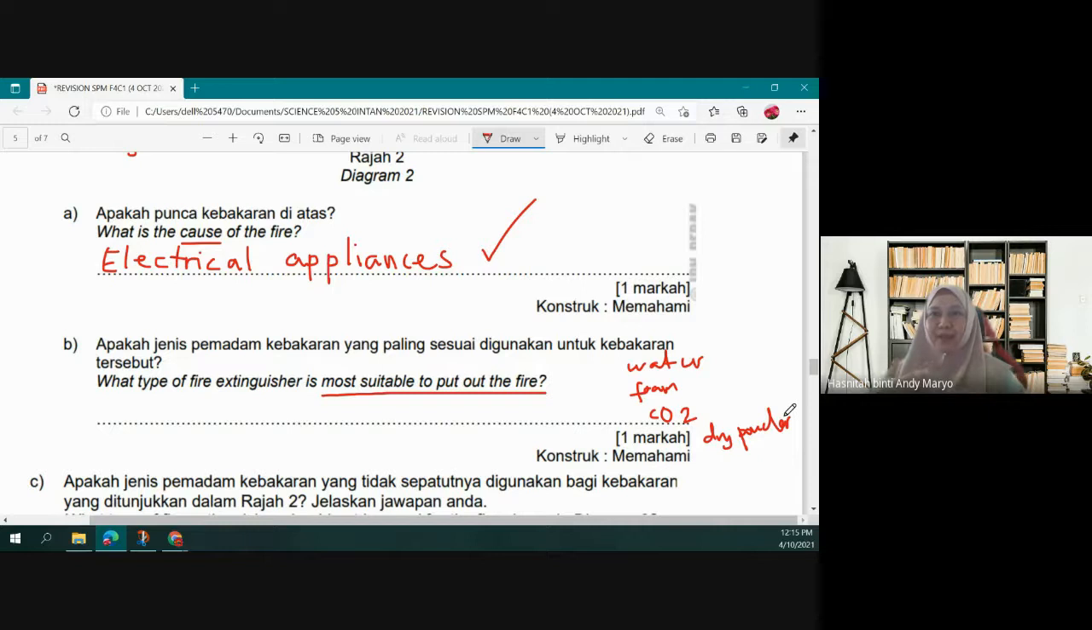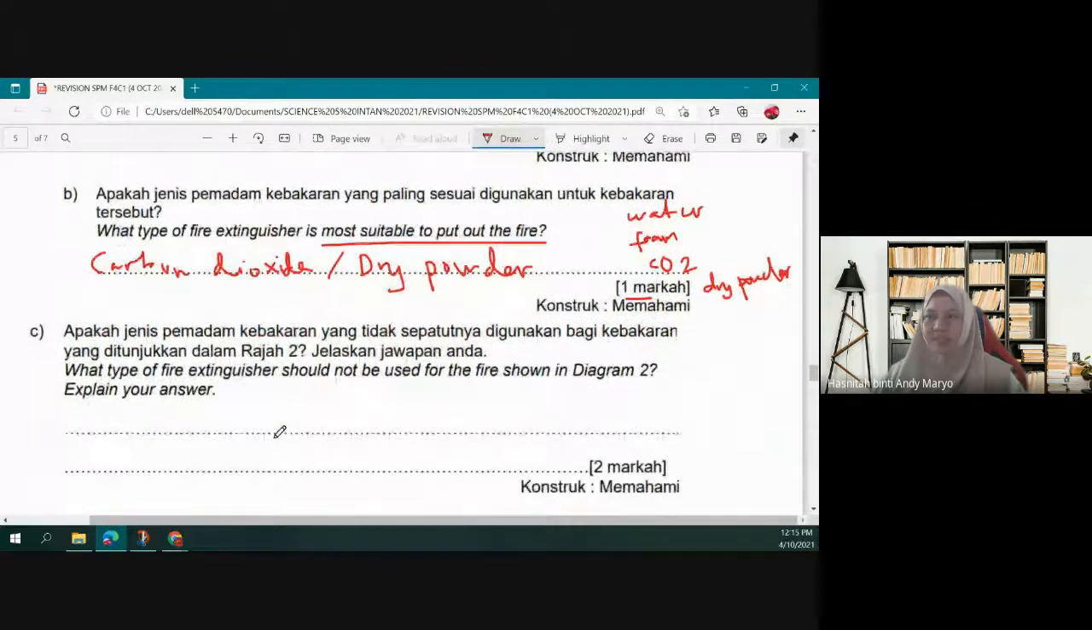Tadi ada kan dalam soalan objektif kan? Okay, so which one can we use? Dry powder and carbon dioxide. Yes, very good, Ikwe. So you can write to answer here. Carbon dioxide. Okay. Dia bagi satu markah saja, Min. You tuliskan satu saja, enough. Okay. So either you say carbon dioxide or dry powder. Okay. So anyone will do. Mana-mana satu pun boleh. Carbon dioxide or dry powder. Okay, very good. Okay, now let's check on C.